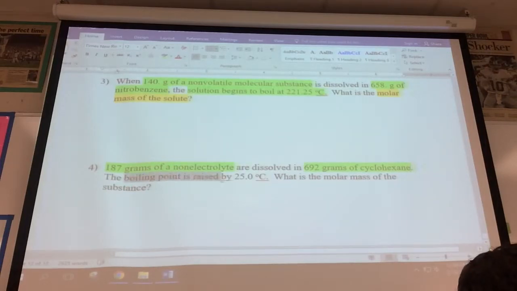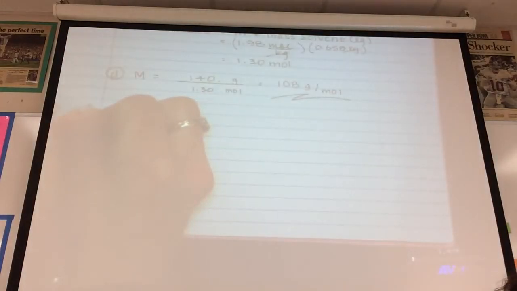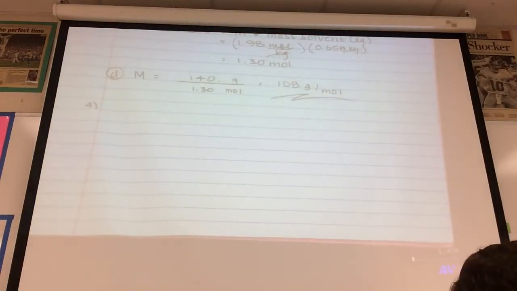It says the boiling point is raised by. What does that 25 degrees Celsius represent? Is it the boiling point of the solution, the solvent, or the change in the boiling point? It's the change. So in this particular problem, you don't have to do step A because it's already been done for you. Delta TB here is 25 degrees Celsius. So we'll set this one up and you can give it a shot.